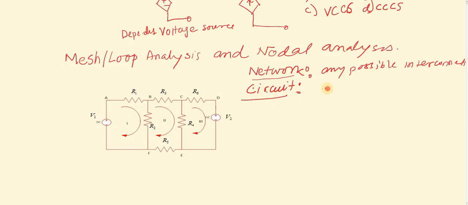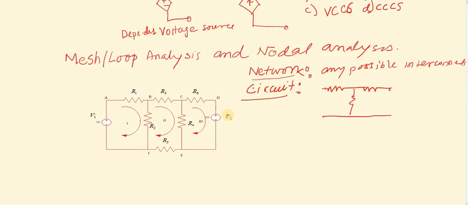Say this is a T network, like this. This is a network but not a circuit, because in this case no closed path exists. So this is a network but not a circuit. So all circuits are networks, but all networks are not necessarily circuits.